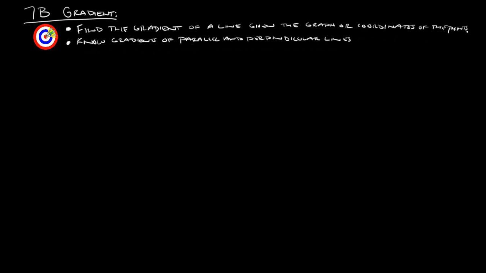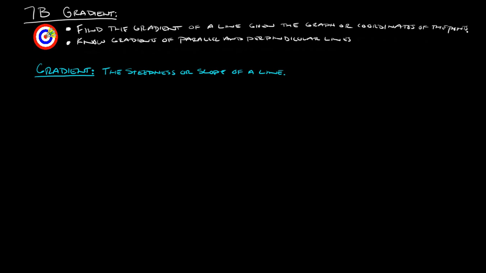I'm going to take you through the 7B notes on gradient, which is also the same thing as slope. At the end of this, you should be able to find the gradient of a line given the graph or coordinates of the points, and also know the gradients of parallel and perpendicular lines. Alright, so let's start off with gradient.